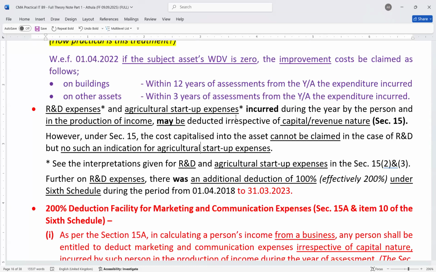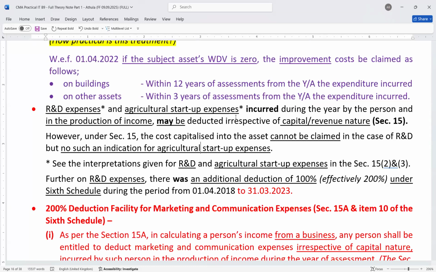Then next item, 200% deduction facility for marketing and communication expenses. This is very, very important. 200% deduction facility for marketing and communication expenses under section 15A and item 10 of the 6th schedule.